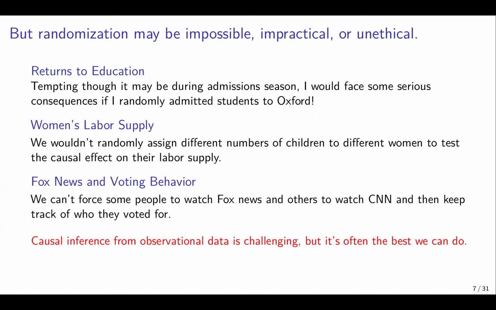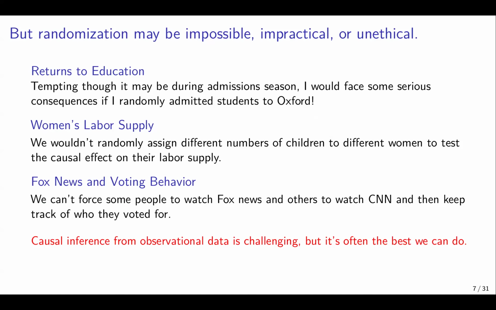So the trouble is that sometimes randomization is physically impossible, sometimes it's just impractical, and sometimes it might even be unethical. So I'm not going to randomize some people to smoke 6 packs of cigarettes a day because, well, we know that would be pretty bad for them. Causal inference from observational data is just fundamentally challenging, but it's often the best that we can do.